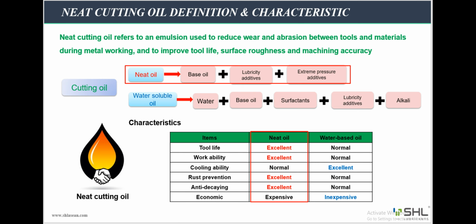By definition, neat cutting oil refers to a fluid used to reduce wear and abrasion between tools and materials during metal working, and to improve tool life, surface roughness and machining accuracy. In terms of characteristics, compared with water-soluble cutting oil, neat cutting oil helps improve tool life, rust prevention, workability and better anti-decaying. However, in terms of cooling ability and economy, water-soluble cutting oil will be better than neat cutting oil.